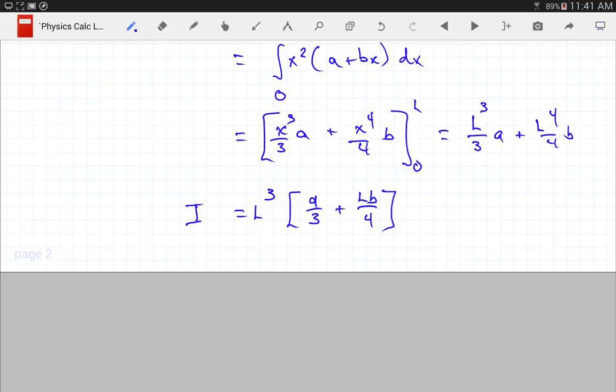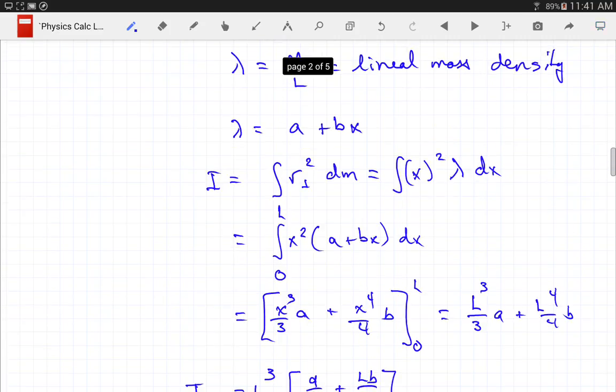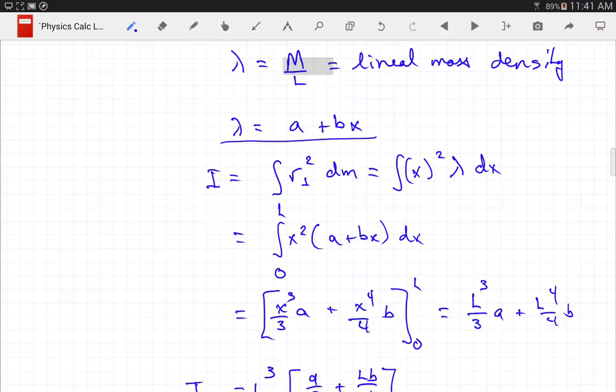Yes, Michael. So as far as the lambda equaling a plus bx, is that just something that... That's something that would be given to you. Okay. If it's not uniform, I would give you something to let you know what it is.